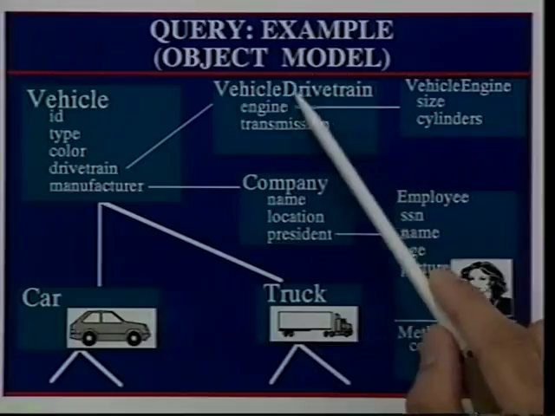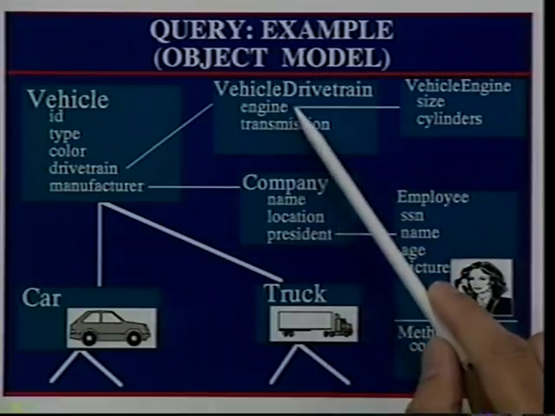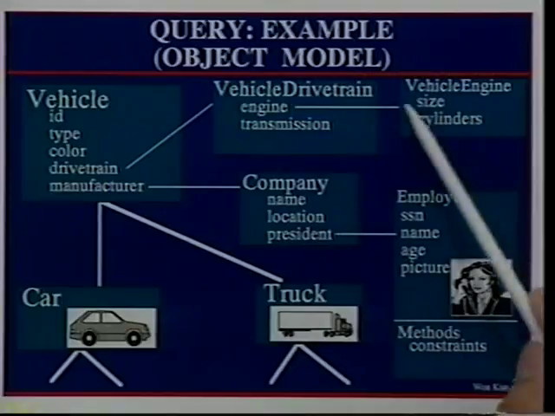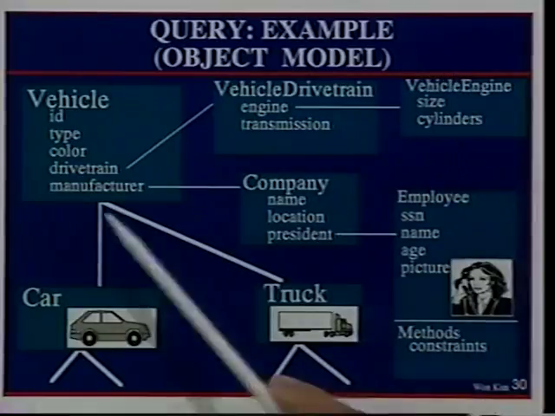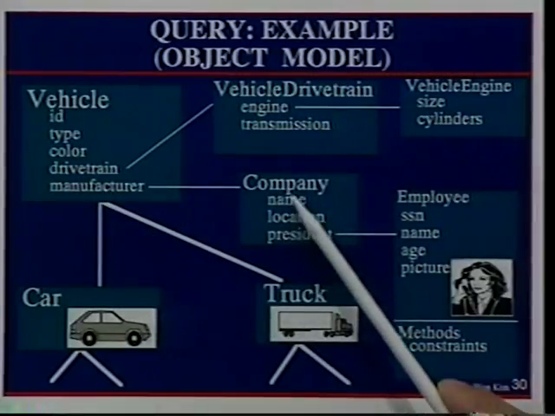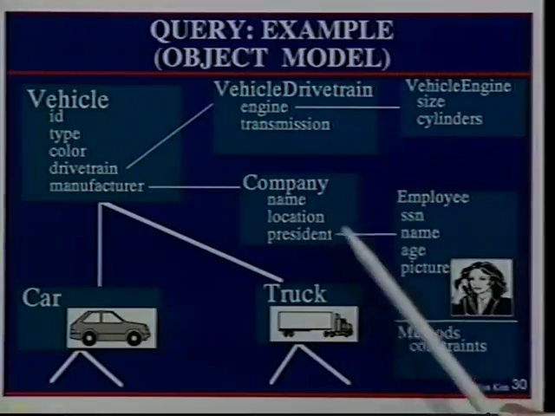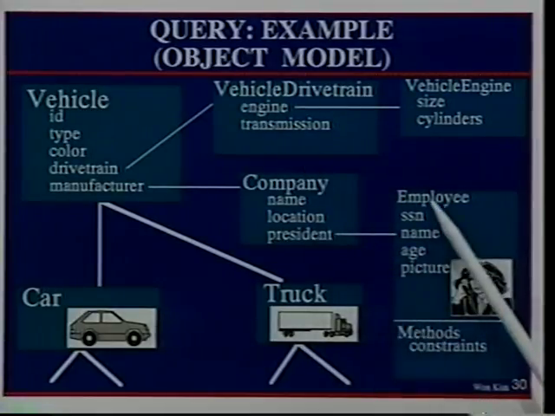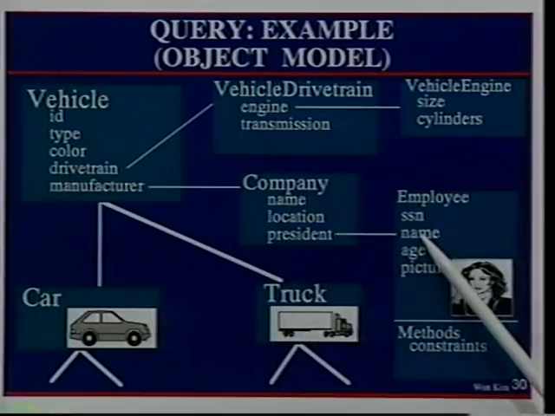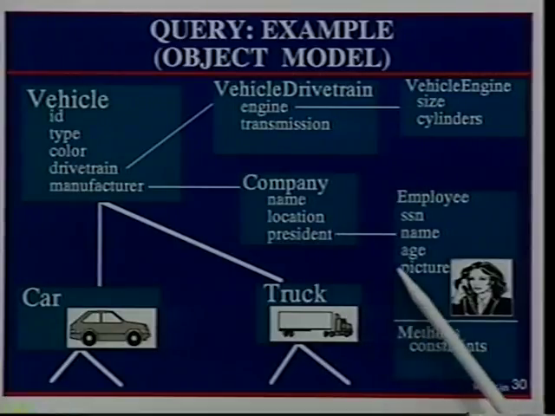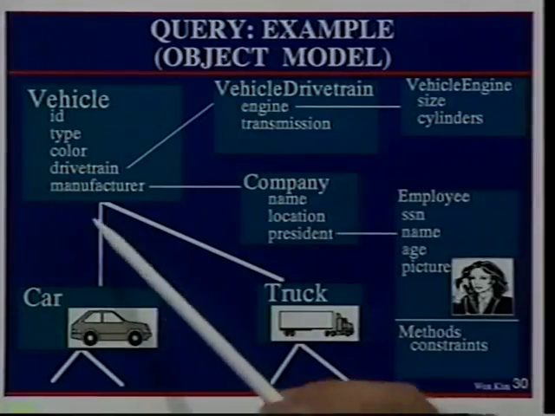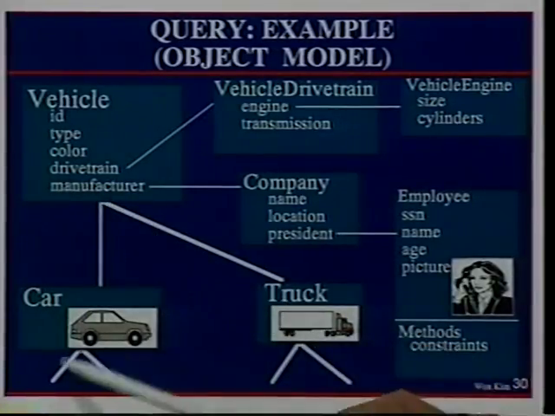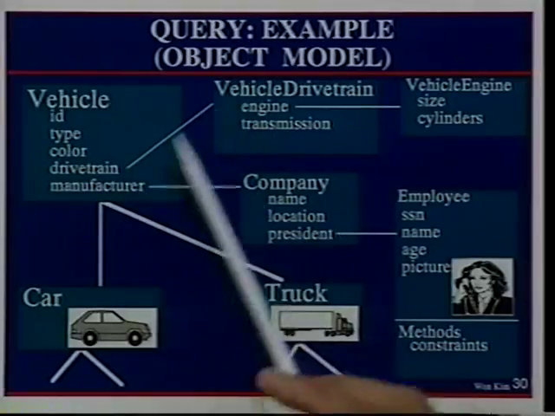So there's a reference to vehicle drivetrain, which consists of an engine and a transmission. So the engine is of the type vehicle engine, drivetrain is of the type vehicle drivetrain, manufacturer is of the type company, which has a name, location, president, and the president is of the type employee, where you have a social security number, name, age, picture, and we have several methods and constraints that we can invoke on this particular employee. The ISA relationship I have shown by these thick lines, and the references I have shown by these thin lines here.